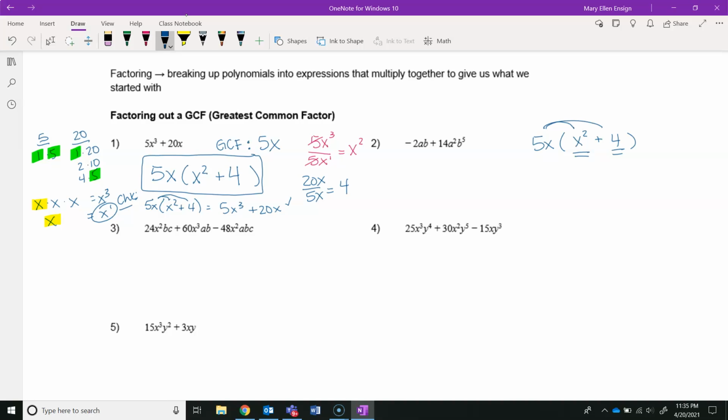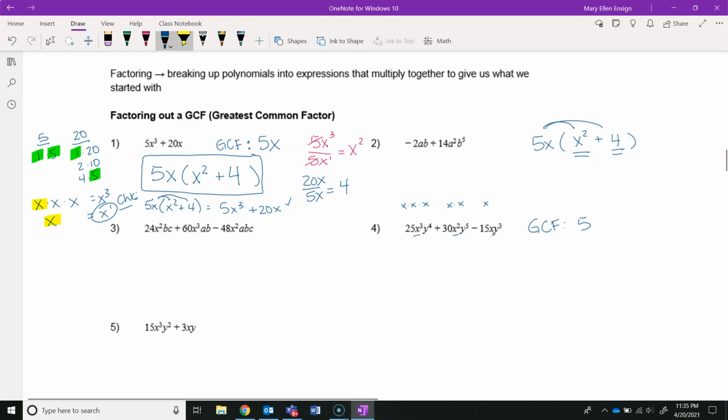All right, so this one looks like a big old mess, but we're just going to take it one step at a time. So if I look at a greatest common factor for 25, 30, and negative 15, I'm just going to tell you now that the greatest common factor for that would also be 5. Now I'm going to look at the x's and the y's. So my x's, I have x cubed, x squared, and x.